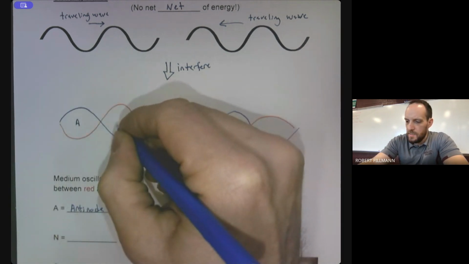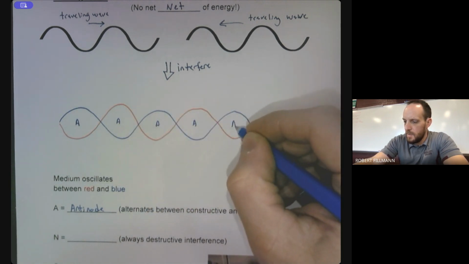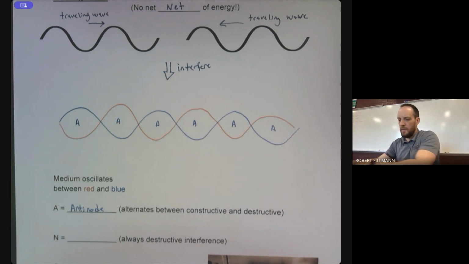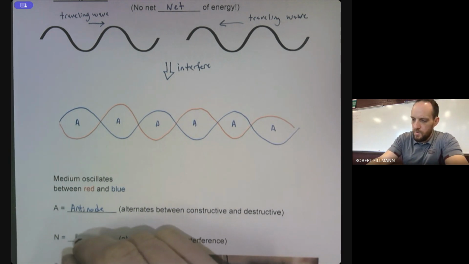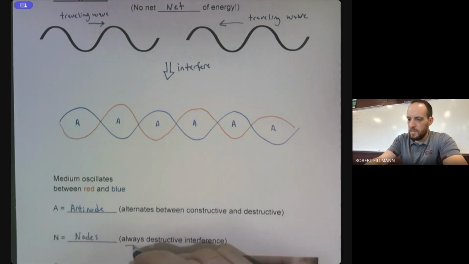So we could label this diagram. All these places in the middle are the antinodes, places where there's all kinds of displacement happening. There are 6 antinodes in this wave that I've drawn. And then N would represent the nodes, and nodes are places where you always have destructive interference.